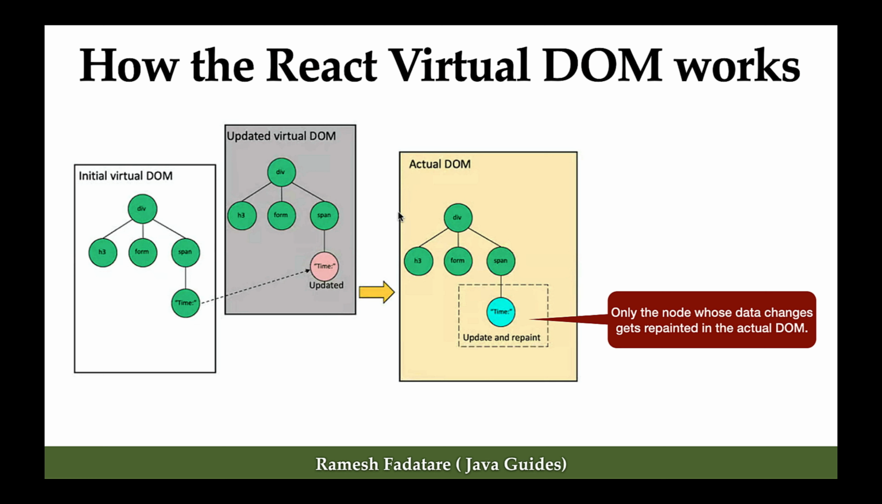So once React identifies the node that gets changed, next React will update that change in the actual DOM. And if you look here, only the node whose data changes gets repainted in the actual DOM. Alright, so this is how the React virtual DOM works. Basically React doesn't change the whole actual DOM in the browser. It maintains the virtual copy of the actual DOM, identifies only the necessary changes, and then updates the actual DOM. So this will improve the performance of the application.